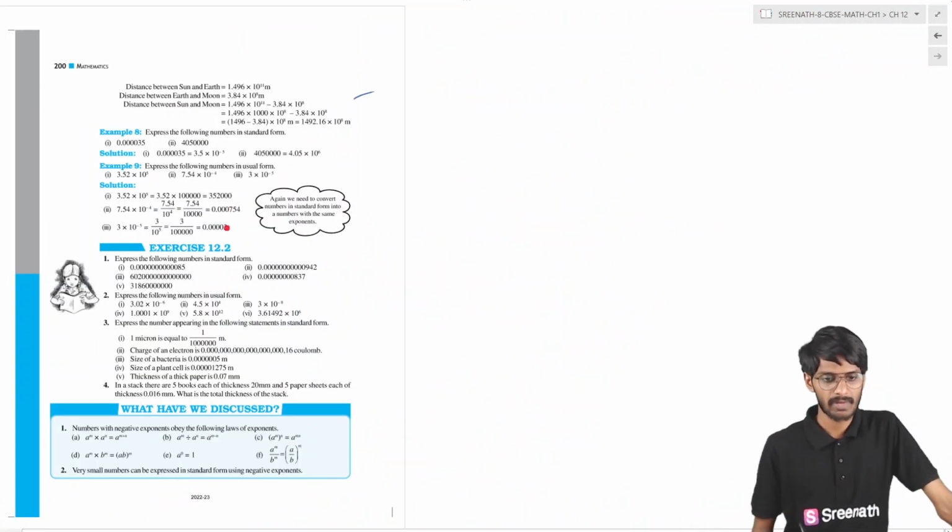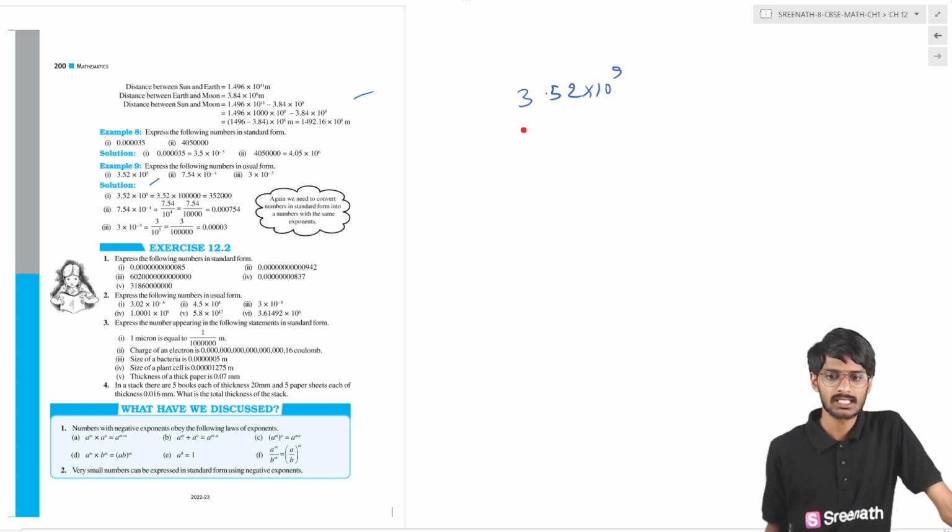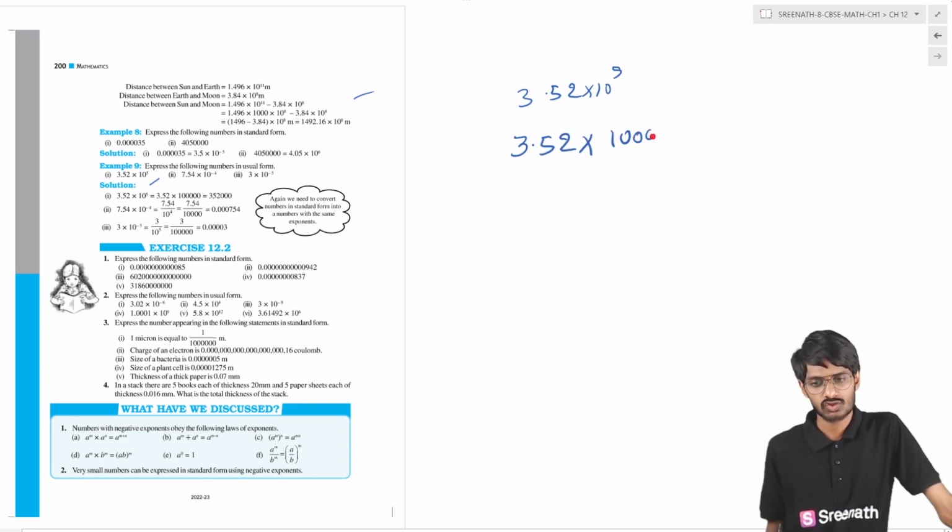So now I will do some examples here. Express the following numbers in usual form. How to represent these in usual form? 3.52 into 10 power 5. That is how much? 3.52 into 10 power 5 means we have to have 5 zeros: 1, 2, 3, 4, 5. Whenever we multiply with 5 zeros, the dot shifts 5 places. That is 352000. It moves 1st place, 2nd place, 3rd place, 4th place, 5th place. So this is the way.